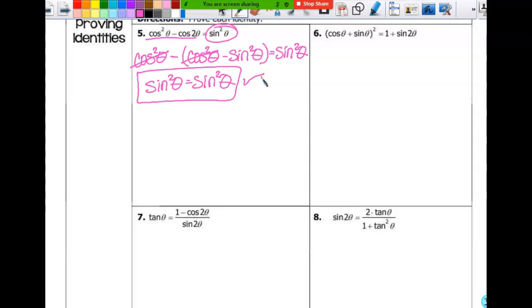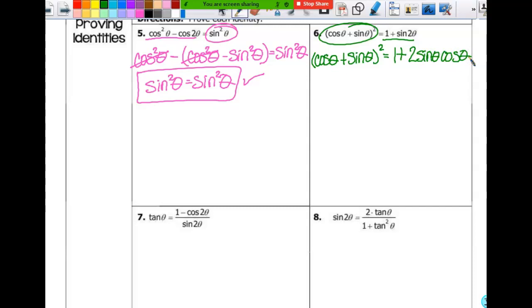Okay. All right, so if we look at number 6, which side's more complicated is kind of a matter of opinion. But if you're thinking, I'd like to actually substitute something for sine 2 theta instead of trying to get it into that, let's make this our goal, and let's work with that side. So I'm going to write cosine theta plus sine theta squared equals 1 plus, and then sine 2 theta is going to be 2 sine theta cosine theta.